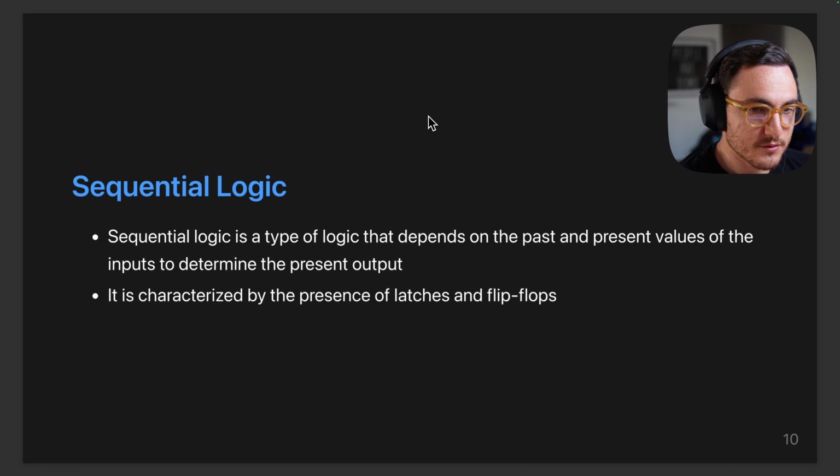We now start our journey into the sequential logic. From the previous lecture, we classified logic into mostly two categories: combinatorial, where the outputs depend solely on the inputs at a given time that we are evaluating the circuit. Sequential logic is a type of logic that depends on the past and present values of the inputs to determine the present output. It is characterized by the presence of latches and flip-flops.